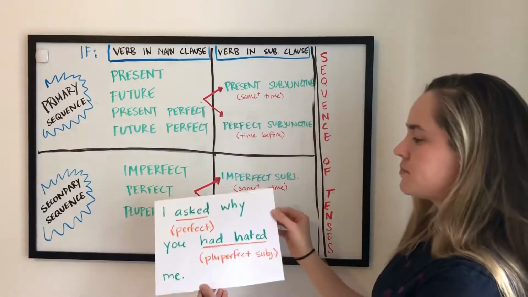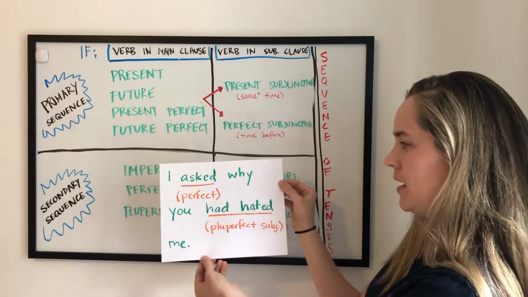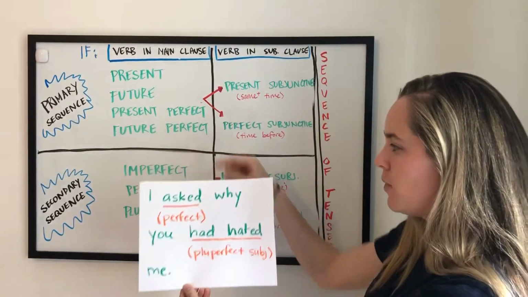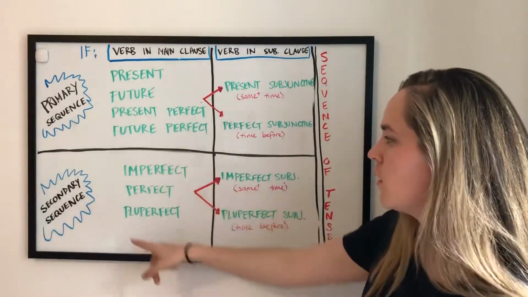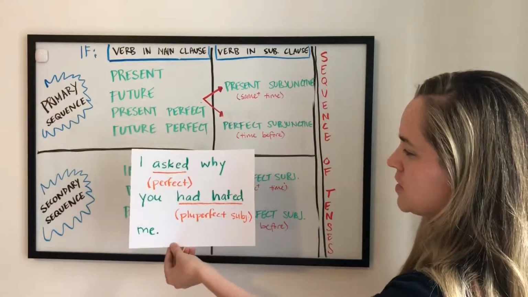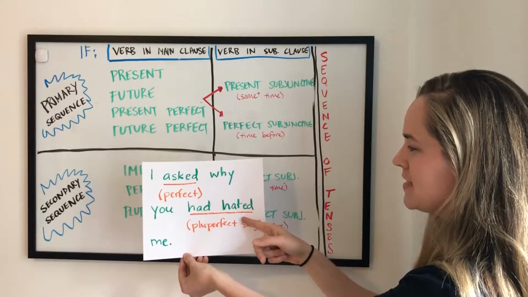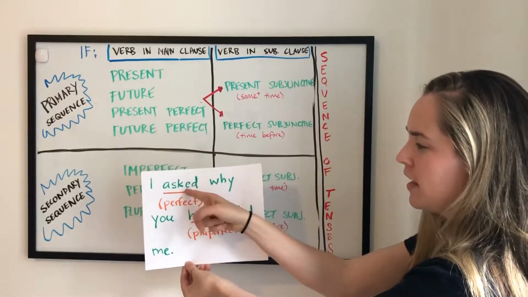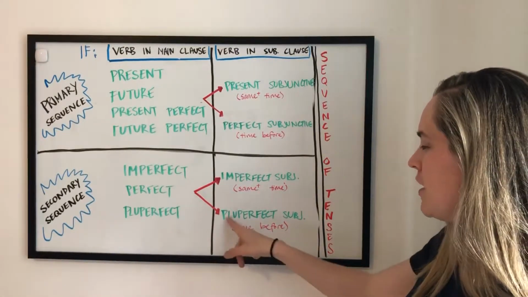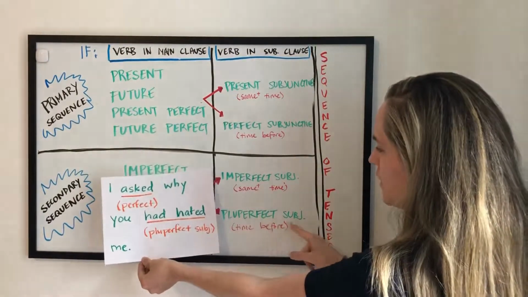Final example. I asked why you had hated me. Our main verb is in the past tense, probably a perfect. So we're in secondary sequence. Our verb in the subordinate clause is "had hated." And that's something that happened before the thing that happened in the main clause. So we need time before. So if this was Latin, "had hated" would be in the pluperfect subjunctive here.